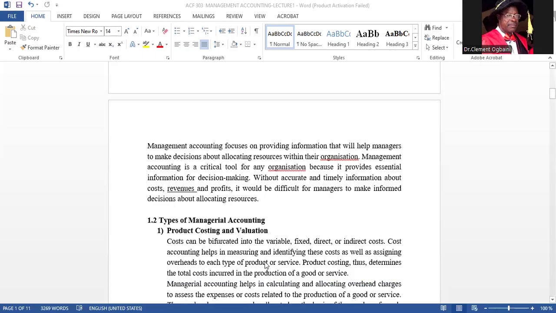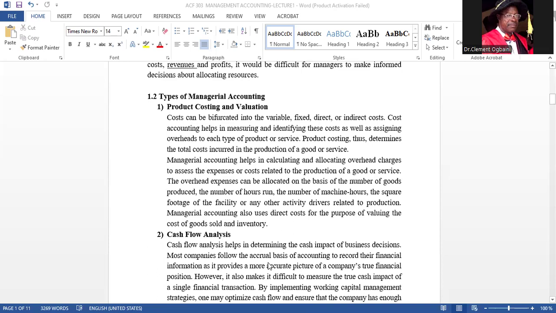So the management accountant isolates cost into direct cost and indirect cost, into fixed cost and variable cost, so that they can know the total of all these costs. At the end of the day, they use it to calculate the total cost, and also to analyze how these costs interact in order to determine the cost behavior of that organization.